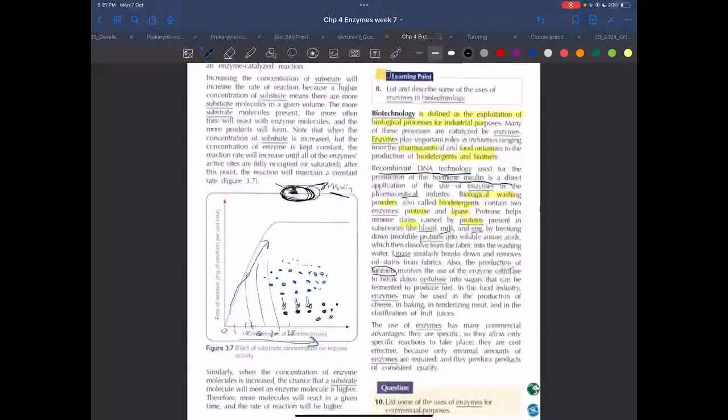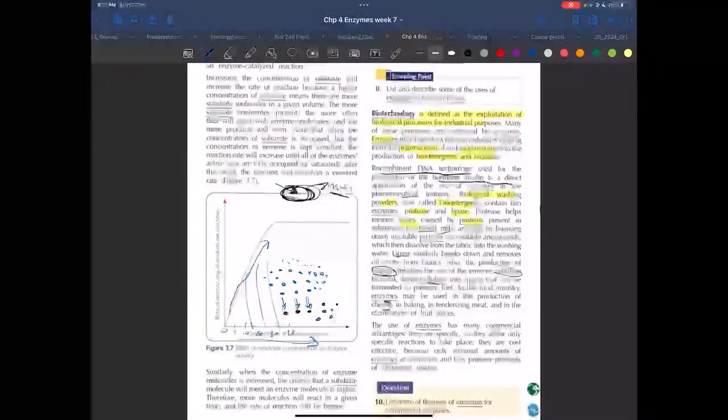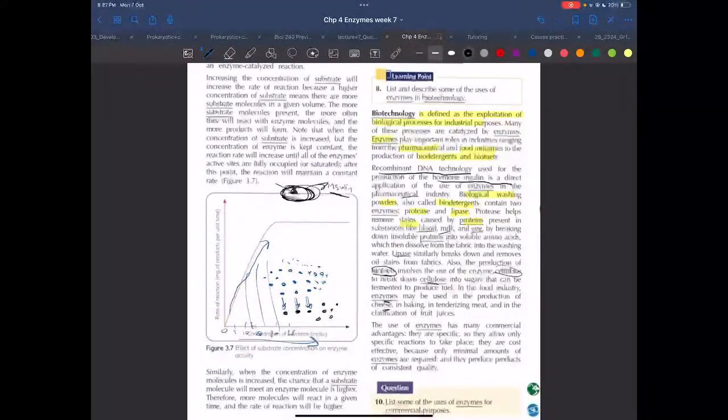And you also have production of biofuels. Which enzyme do they use for the production of biofuels? They use cellulase, which breaks down cellulose. And we can also use enzymes for the production of cheese. So those are just examples of where we can use enzymes and which industries use them.